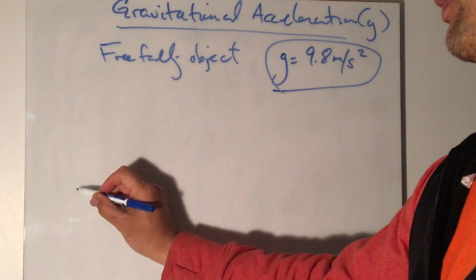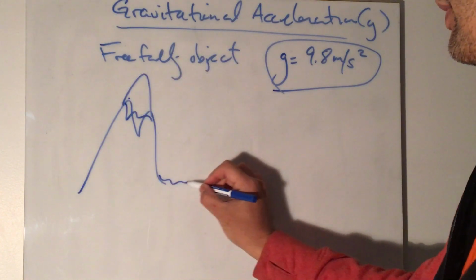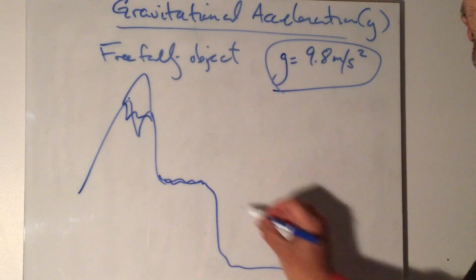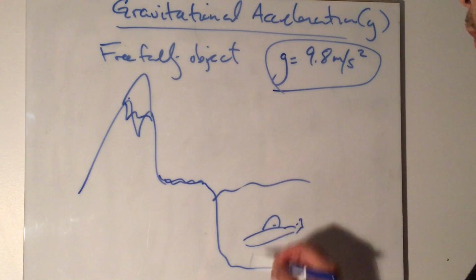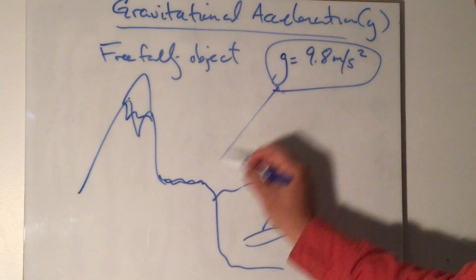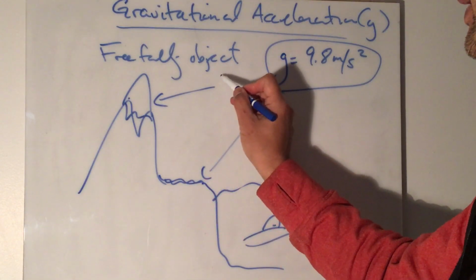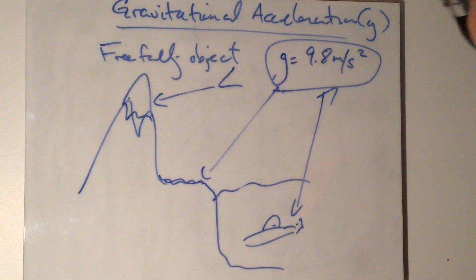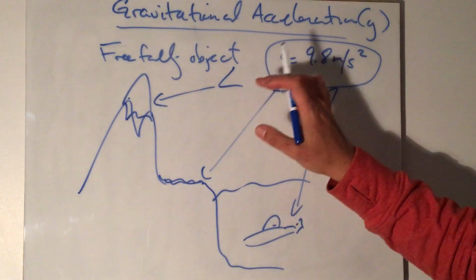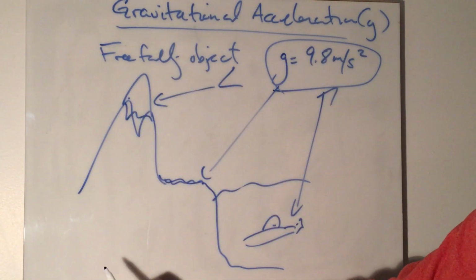Obviously, if you go to the top of a mountain, so if we have a mountain here, the sea, and then you go down. Let's say you have a submarine down here. Here, it is at 9.8 meters per second squared. Here is going to be less than that. And down here, it's going to be greater than that, right? Just because of the distance from there to the center of the Earth, right?